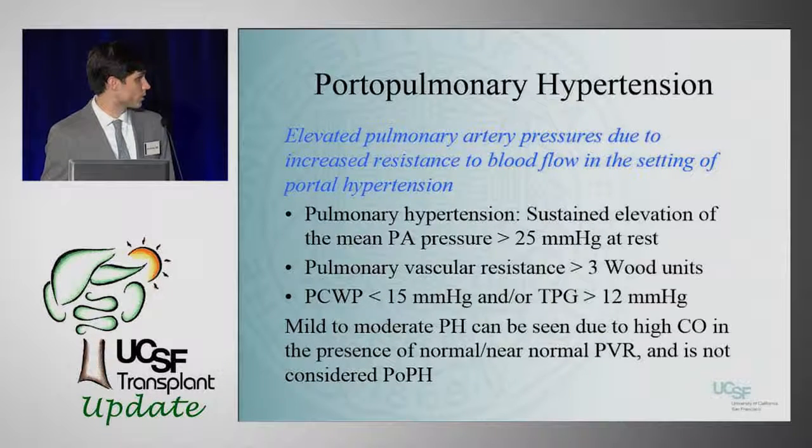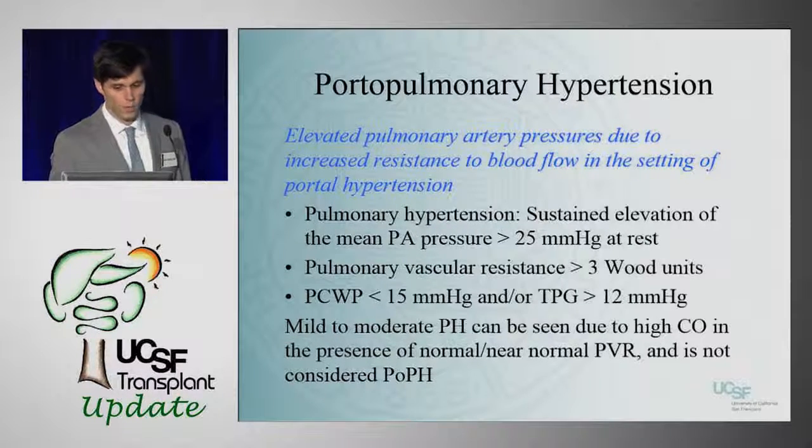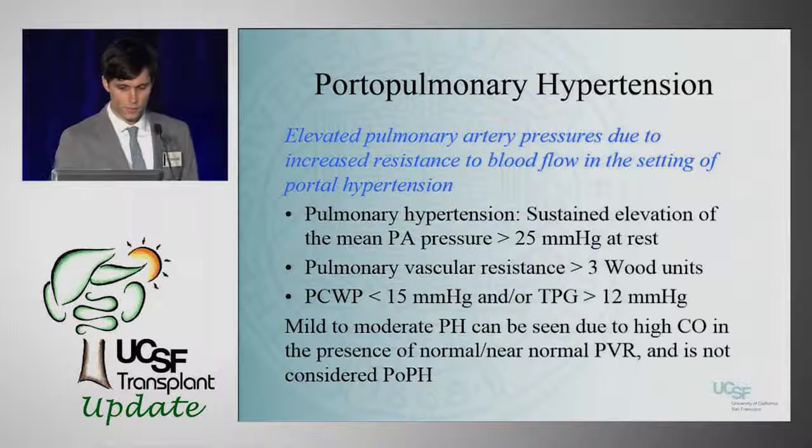To meet criteria, you also have to have normal left heart pressures, which we define as a pulmonary capillary wedge pressure less than 15 millimeters of mercury, or a transpulmonary gradient, the pressure gradient across the pulmonary vasculature, greater than 12, meaning you have some disease beyond just the elevated wedge pressure. It's important to remember that you can see moderate or even severe PH due to other reasons in liver transplant candidates, and we'll get to that in a minute, but this is sometimes not portal-pulmonary hypertension, and it's important to know what you're dealing with.